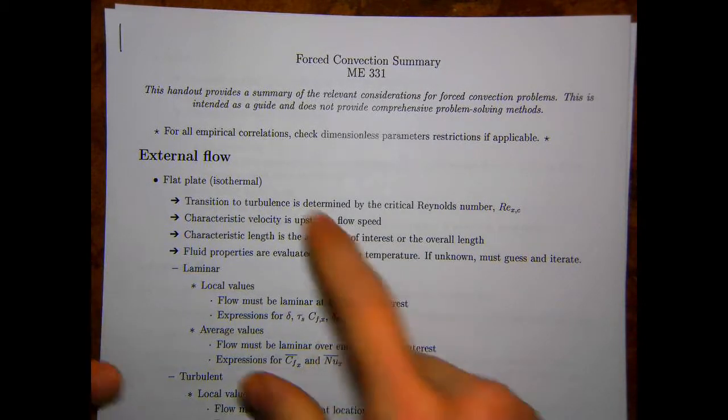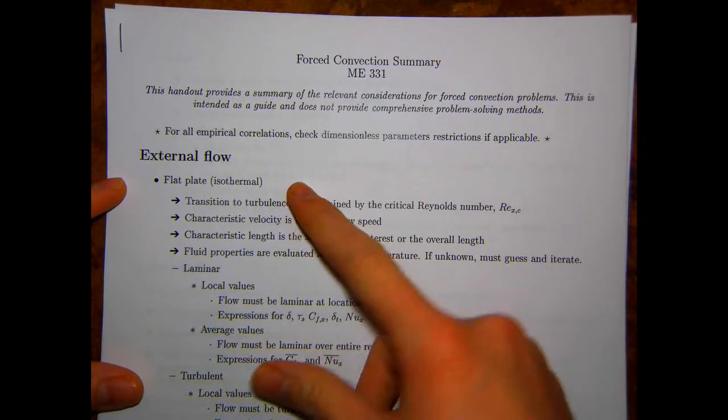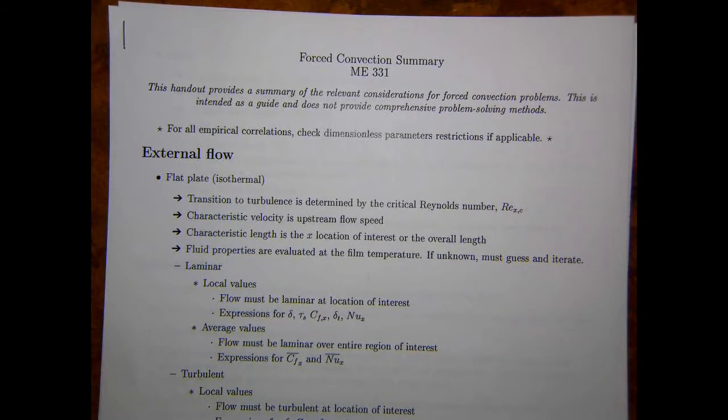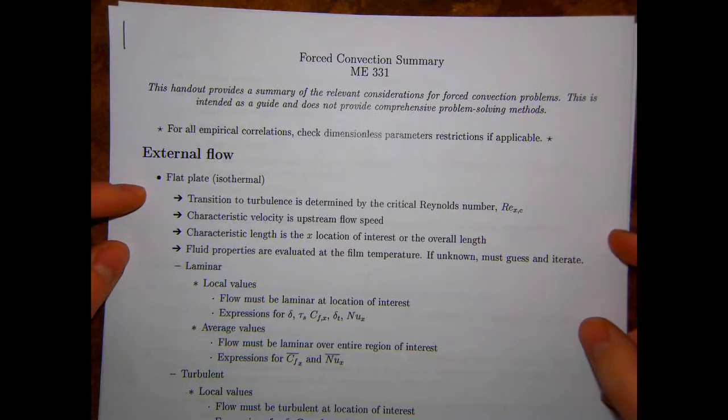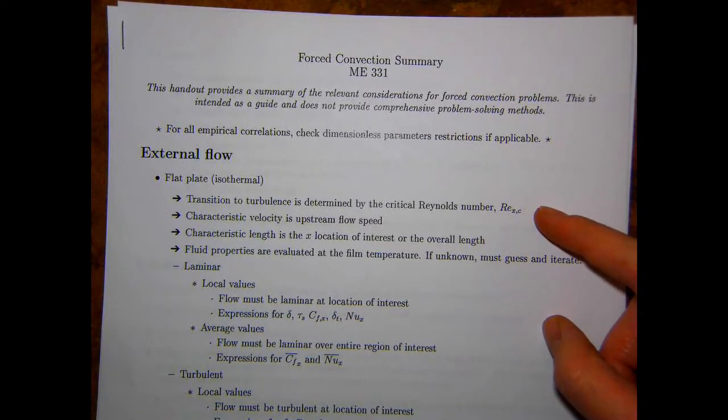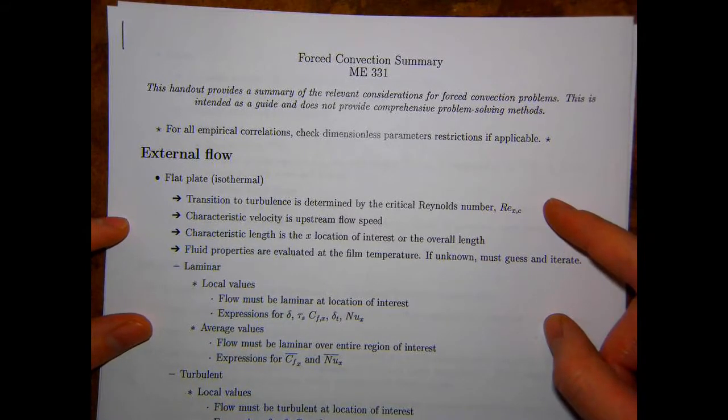So for the flat plate, we only talked about an isothermal flat plate, so that's constant temperature in space and time. And the first thing you need to think about when you start analyzing a flat plate external flow problem is where the transition to turbulence occurs. It's determined by this critical Reynolds number, and that corresponds to a critical X location. And that's 5 times 10 to the 5th for a flat plate.